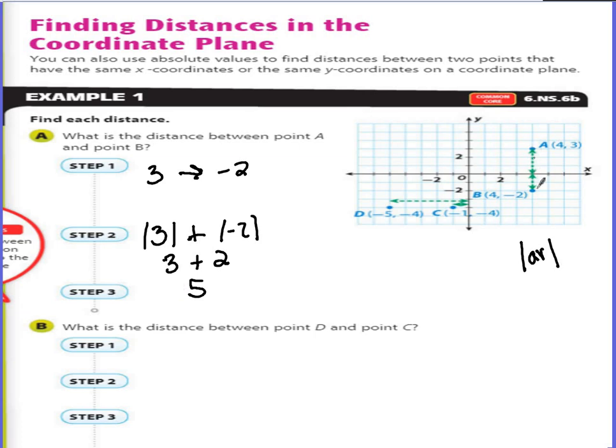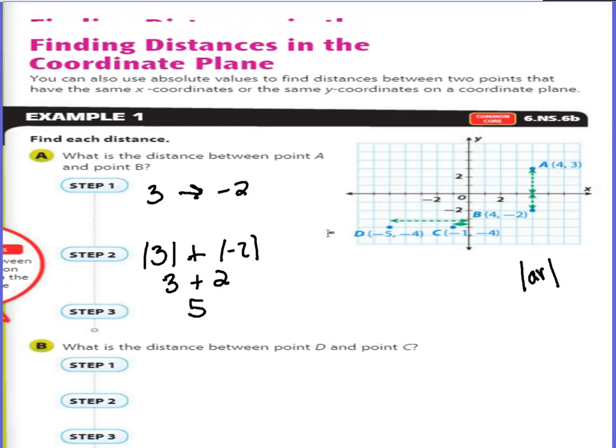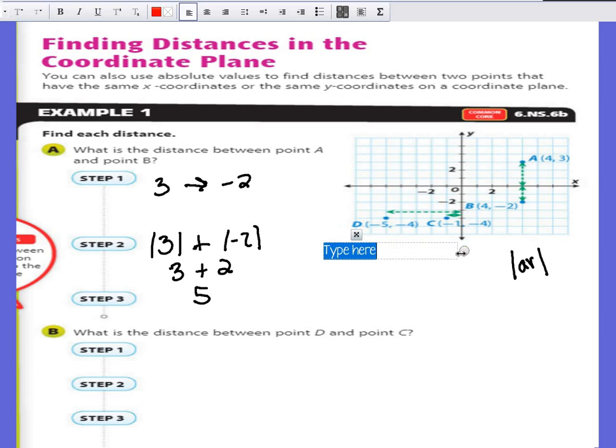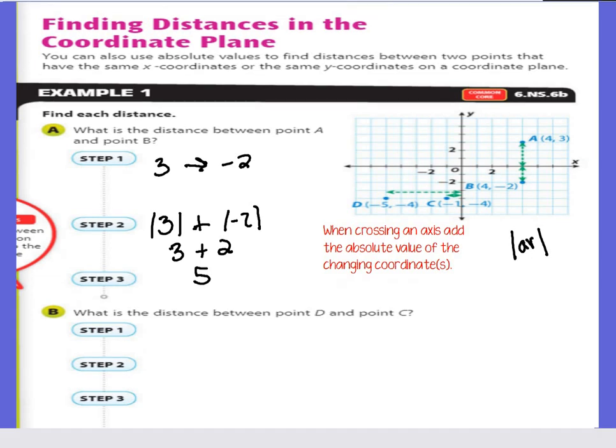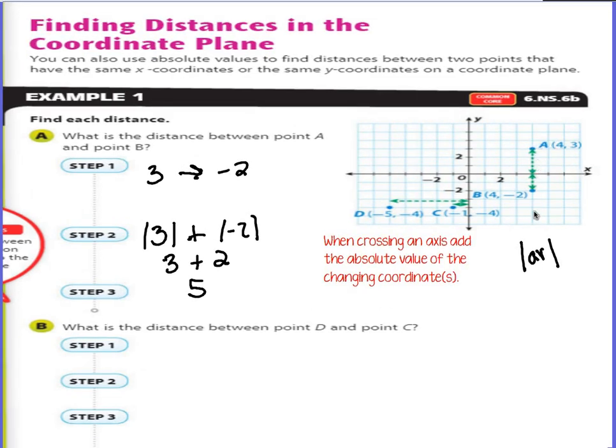Right? Again, if you connect everything, this is only when you cross an axis, though. Because I got to 0, I was able to use the absolute value, and then I added. So you're going to want to make a note of that. When crossing an axis, add the absolute value of the changing coordinate or coordinates.